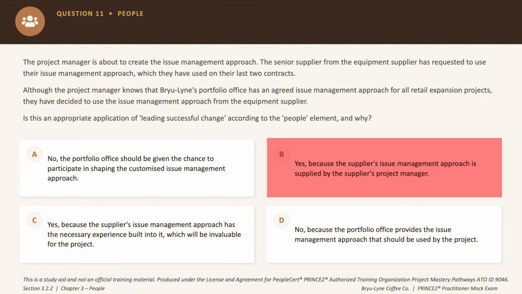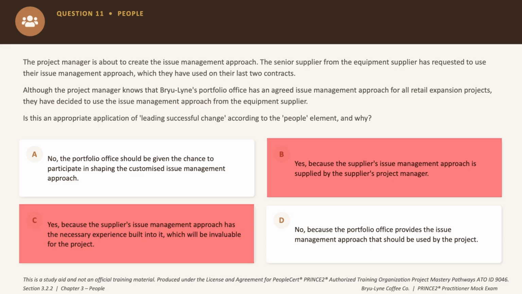So incorrect answer choice. Option C says yes, because the supplier's approach has experience built in, which will be invaluable. Now that might sound appealing. Supplier experience can help, but it does not justify skipping the portfolio office entirely. So eliminated. Option D says no because the portfolio office's approach must be used. Now that's too rigid because PRINCE2 does not treat the portfolio approach as mandatory without questioning it.